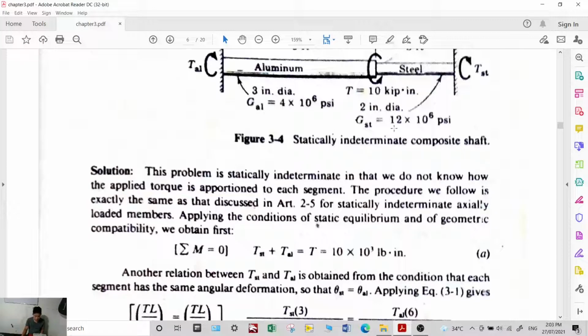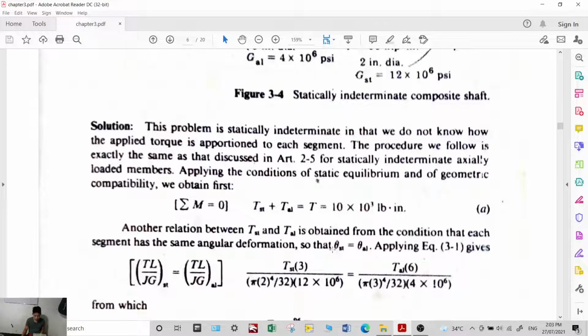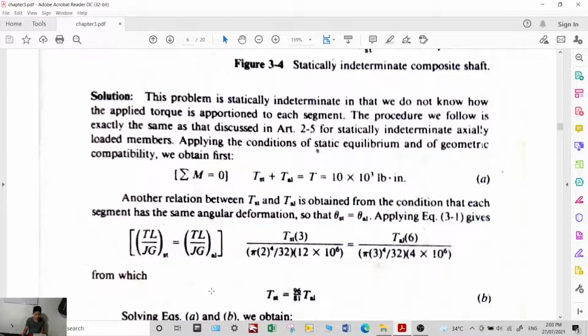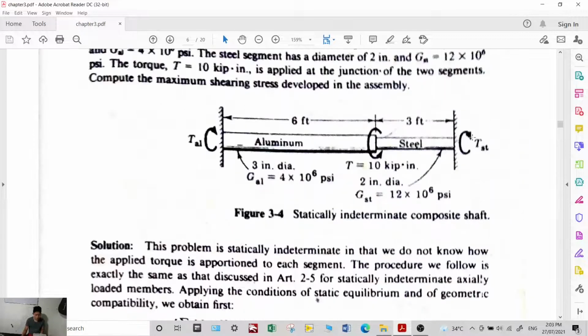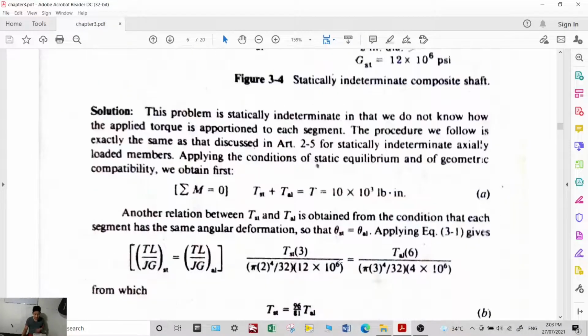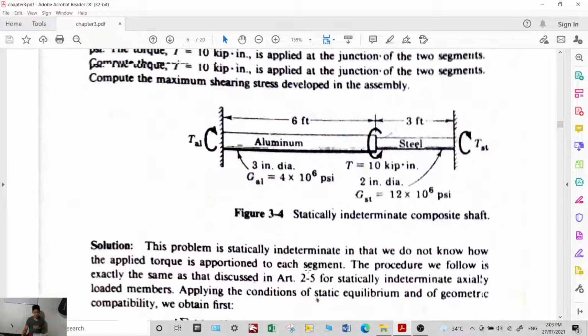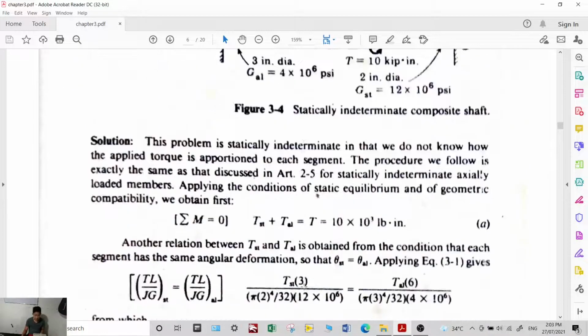Okay, so based on that condition, we have this one, theta ST is equal to theta AL. Now, take note from the previous equation, theta is just equal to torque times the length over Jg for steel is equal to TL over Gg for aluminum. Okay, so dili makancel ang J kay lahi po ni sila og diameter. Okay, so you have ang length lahi sad. So this is makancel ang length.